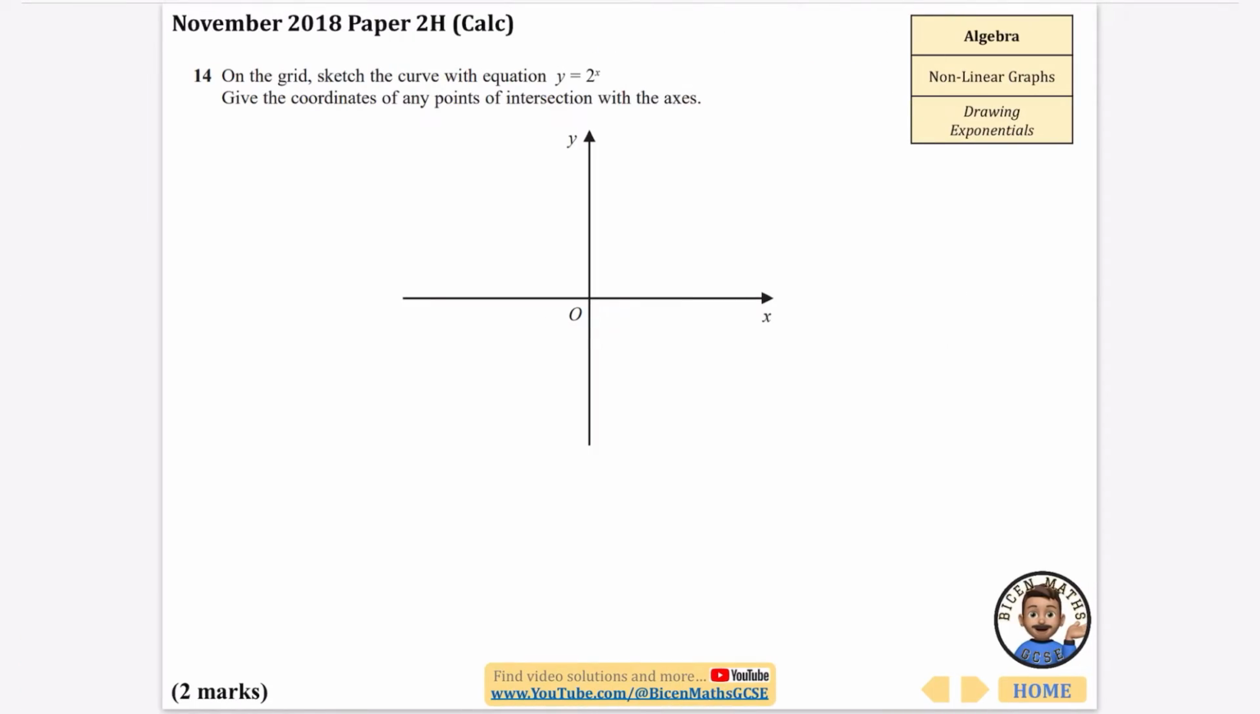It says, on the grid, sketch the curve with equation y equals 2 to the power of x. Give the coordinates of any points of intersection with the axes. Well, this is a type of exponential graph. We can see that it is exponential because the x is in the power. Now, exponential graphs start off really small, and then suddenly they just come up.